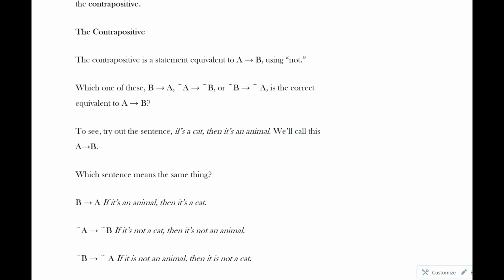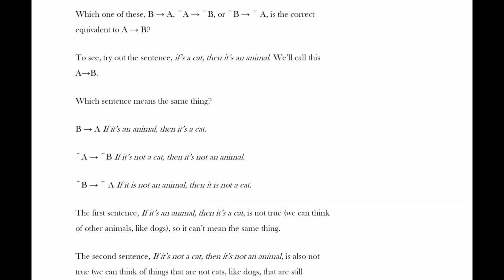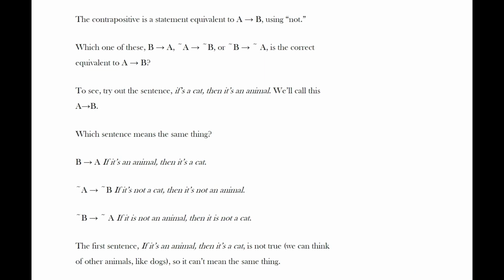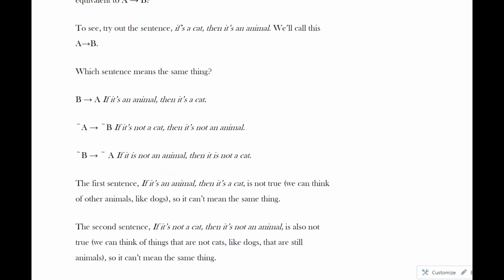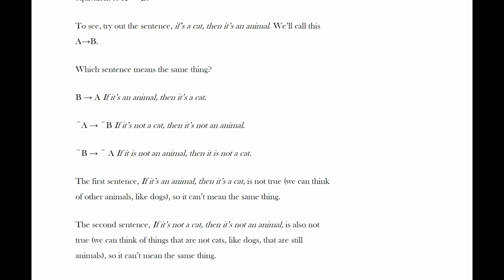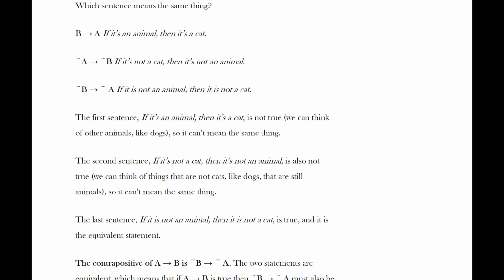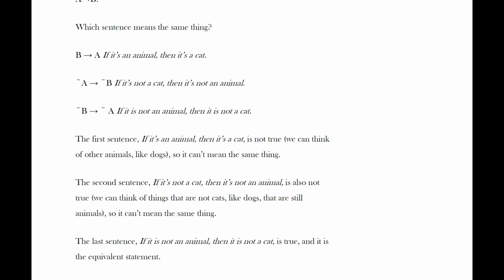Okay, did you pause? Oh, I hope you paused. So the first sentence, if it's an animal, then it's a cat, is not true because it could be a dog, right? An animal could be a dog, so just not true. If it's not a cat, then it's not an animal, is also not true. Like a dog is an animal, so no. And then the last sentence, if it's not an animal, then it's not a cat, is true. And that's the equivalent sentence.